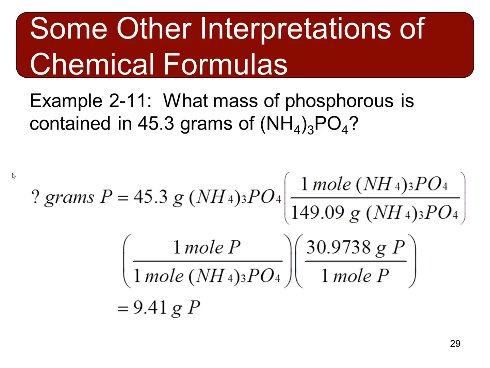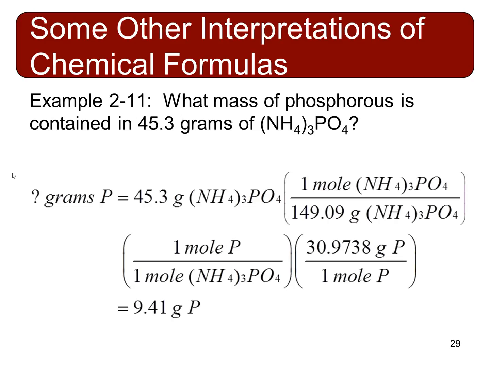So we have ammonium phosphate. Okay, and we need to convert to mass of phosphorus. So what we're trying to find, we're going to have to go to moles and then to grams of just the phosphorus contained in the total compound. So we're just looking for the phosphorus here. The first thing that we would do is convert from grams to moles. So I encourage you to do this at home.